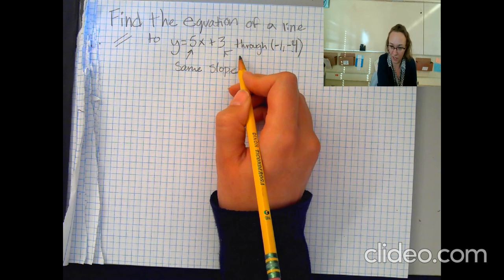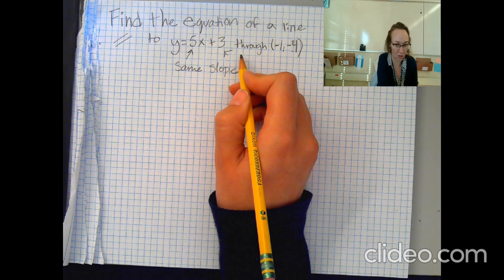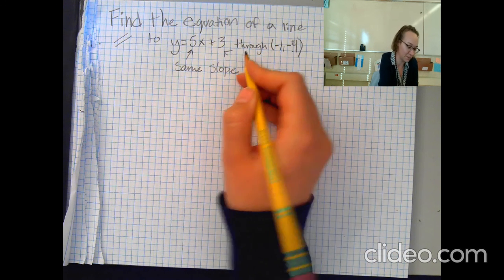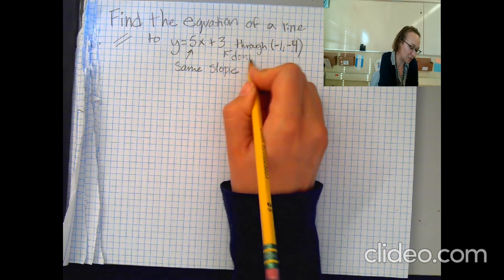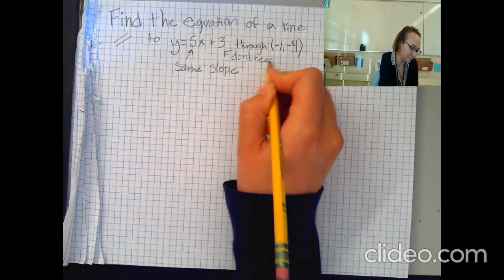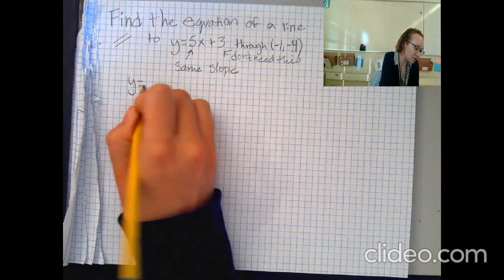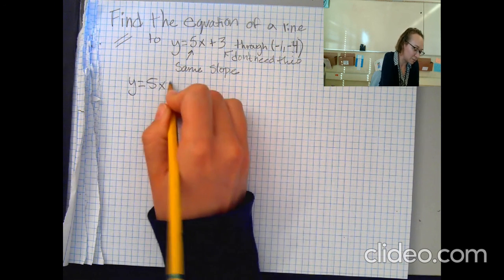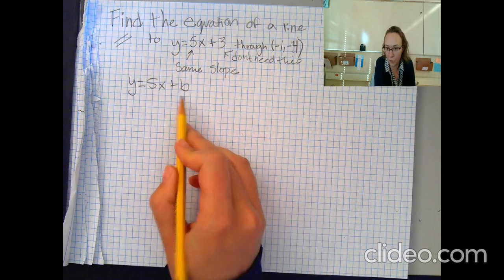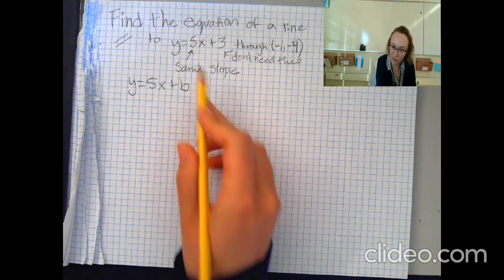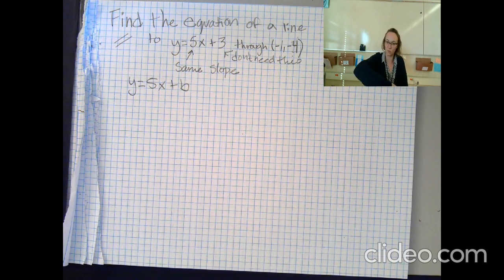You don't need that, right? That just is telling you about that line. It's not giving you anything. So we're going to say, don't need this. So our new rule is going to be y = 5x plus some unknown y-intercept, right? Because it's parallel to this one, which means it's just shifted up or down. We need to figure out what the new b value is.